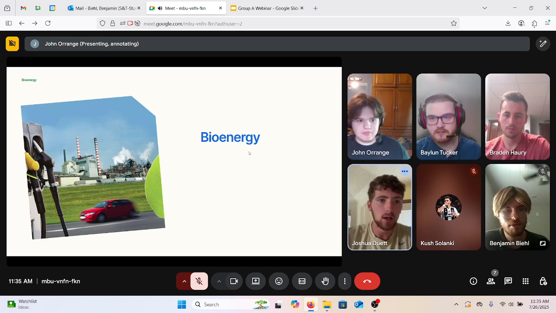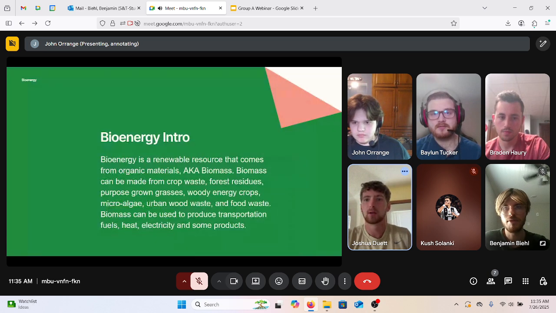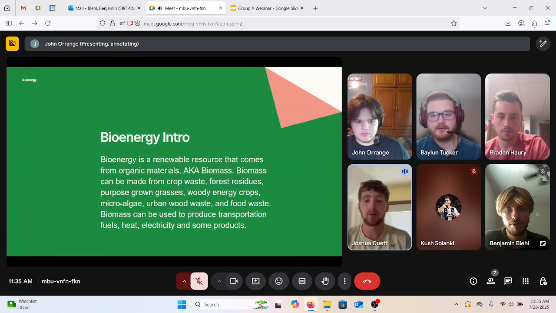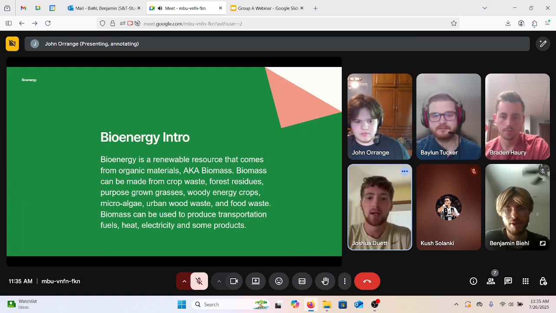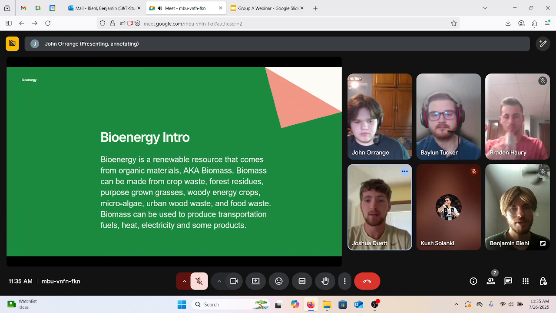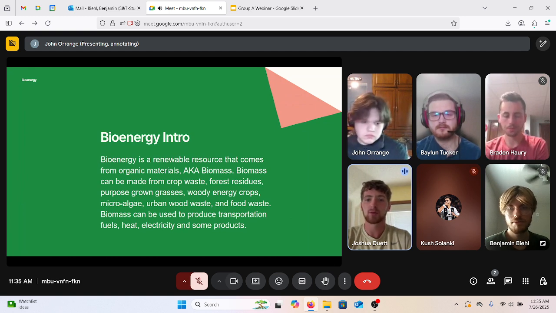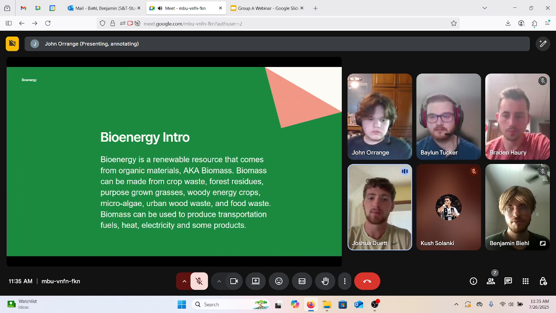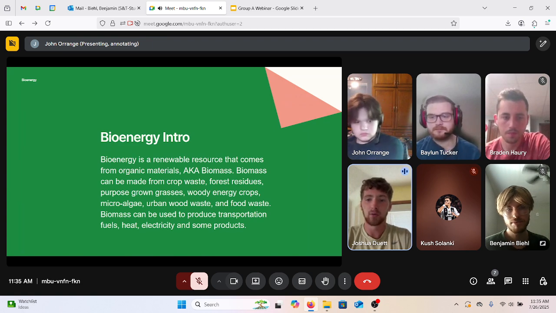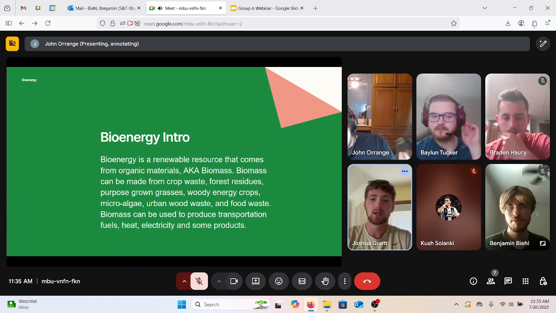All right, for bioenergy. Bioenergy is a renewable resource that comes from organic materials, aka biomass. Biomass can be made from crop waste, forest residues, purpose-grown grasses, woody energy crops, microalgae, urban wood waste, and food waste. Biomass can be used to produce transportation fuels, heat, electricity, and some bioproducts.